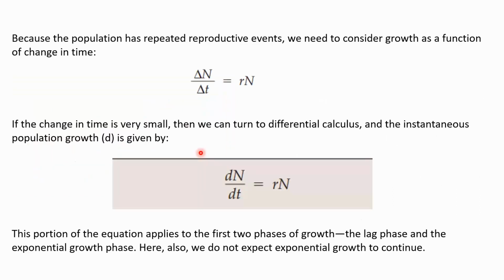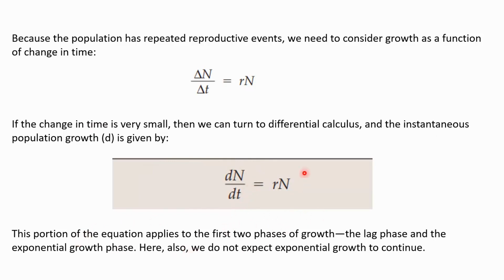So now, what is the equation for the logistic growth model? Because the population has repeated reproductive events, we need to consider growth as a function of change in time. So considering growth as a function of change in time, we may represent it as delta N by delta t is equal to rN. If the change in time is very small, then we can turn it into differential calculus, and the instantaneous population growth can be defined as dN by dt is equal to rN.